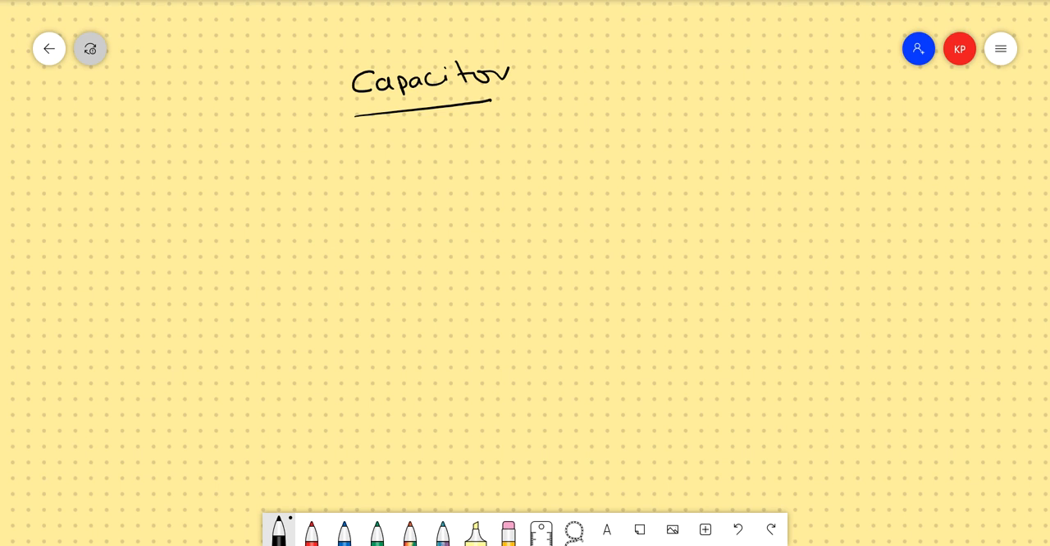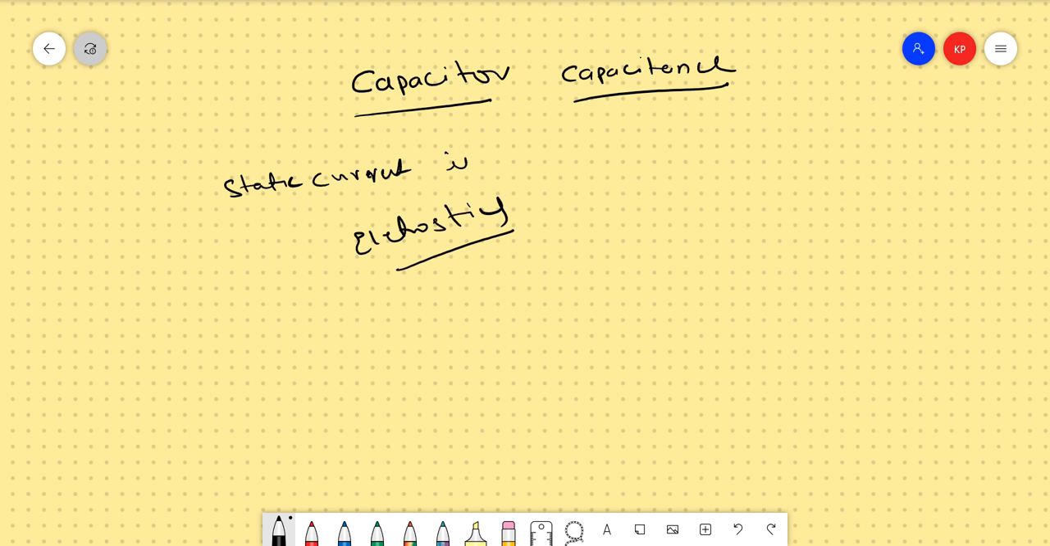So let us see what is capacitor, what is the function of capacitor, and what is capacitance. What is capacitor and what is capacitance? So let us see now. According to our previous classes, we came to know that the study of static charges is called electrostatics. If you are studying static charges, then that topic is called electrostatics.